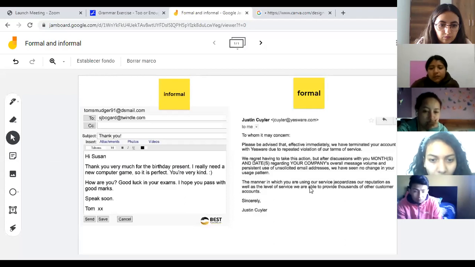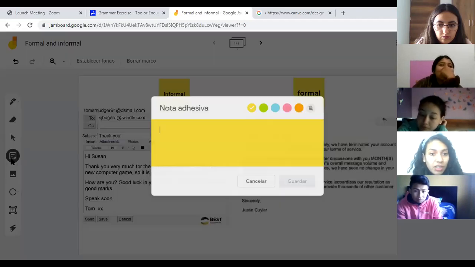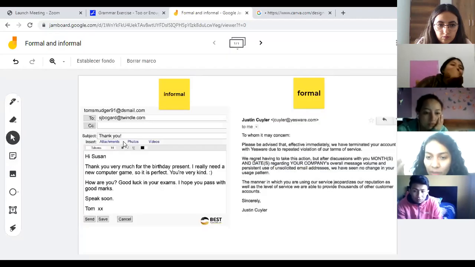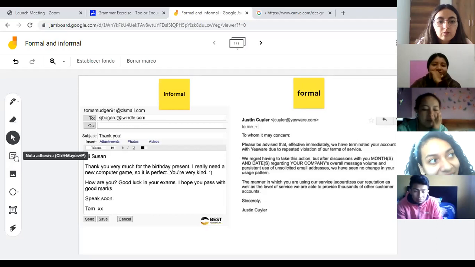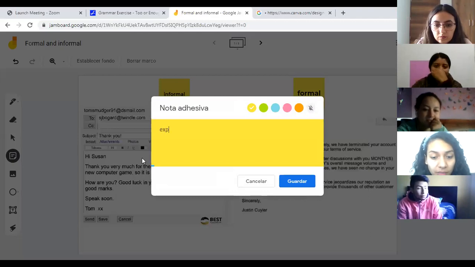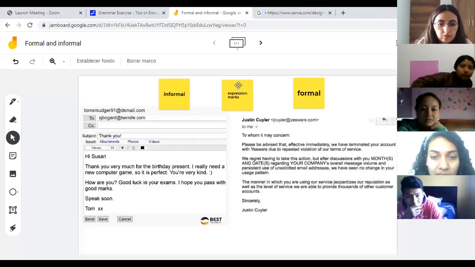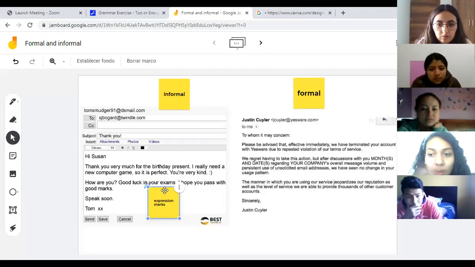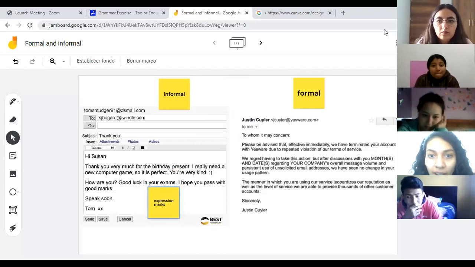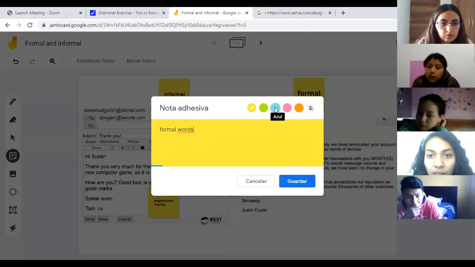For example, the vocabulary. Yes, the vocabulary, ¿no es cierto? As you notice in the first, expression marks. Los signos de expresión. Expression marks. Great. Thank you so much. Also, the vocabulary. ¿Sí se dieron cuenta que en el primero casi no le costó leer? And in the second, oh my God, the vocabulary was really hard. Formal words. Thank you, Stefania, she wrote in the chat. Formal words. Good job.